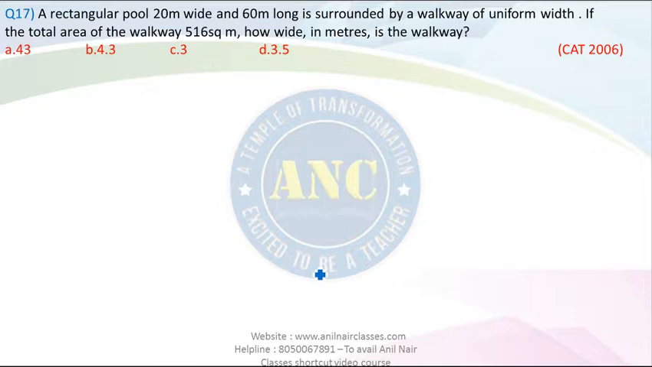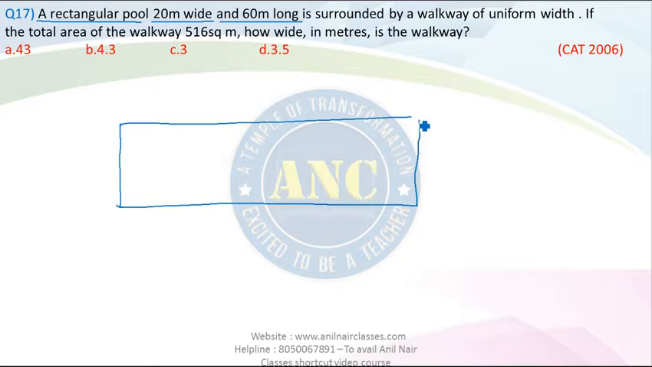Listen to this carefully. Your question is, a rectangular pool 20 meter wide and 60 meter long. Okay, let me write that first. Let me write the rectangular pool first. Then let us read the next statement. A rectangular pool 20 meter wide. This value is given as 20 meter, and 60 meter long. This value is nothing but 60 meter.